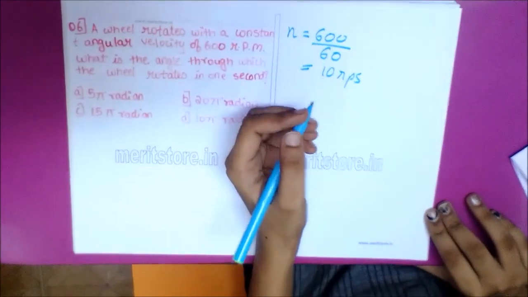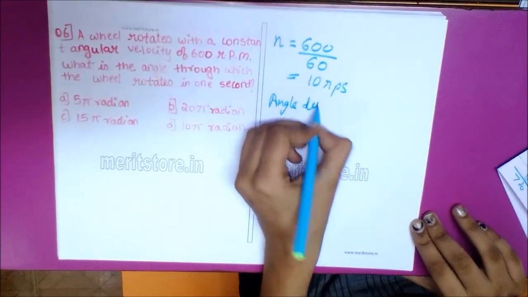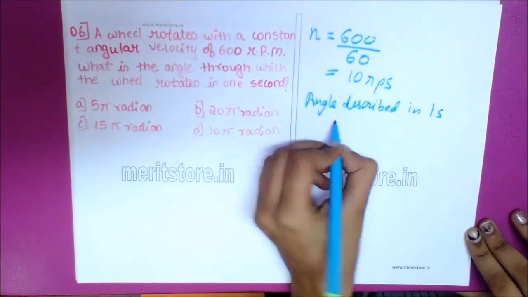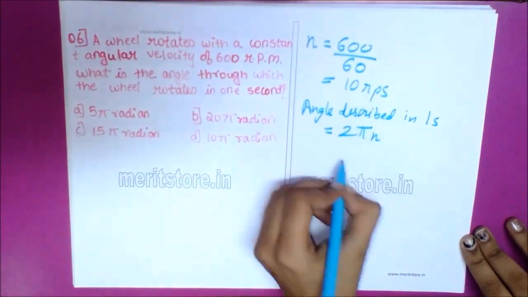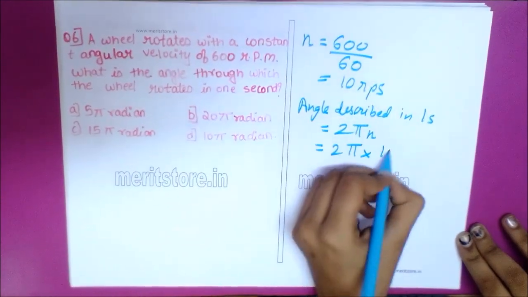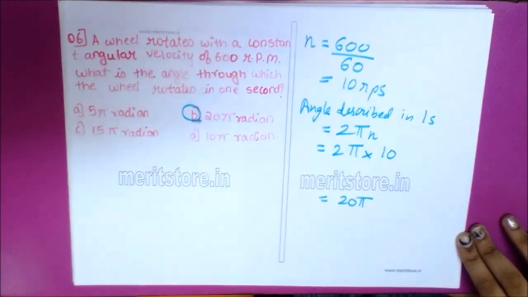Now we have to find the angle described in 1 second, that is 2 pi n, that is 2 pi, and this n we have just found out to be 10, so this is 20 pi. Option B is the correct option.